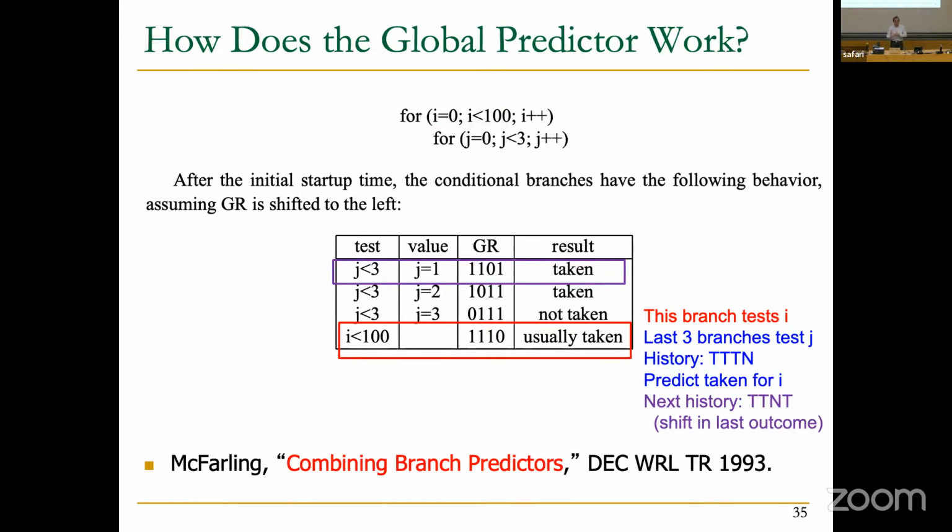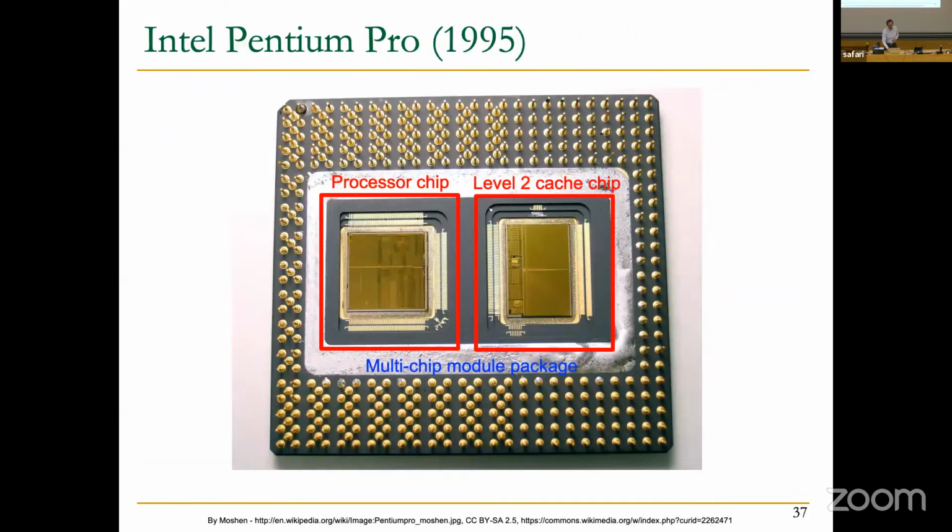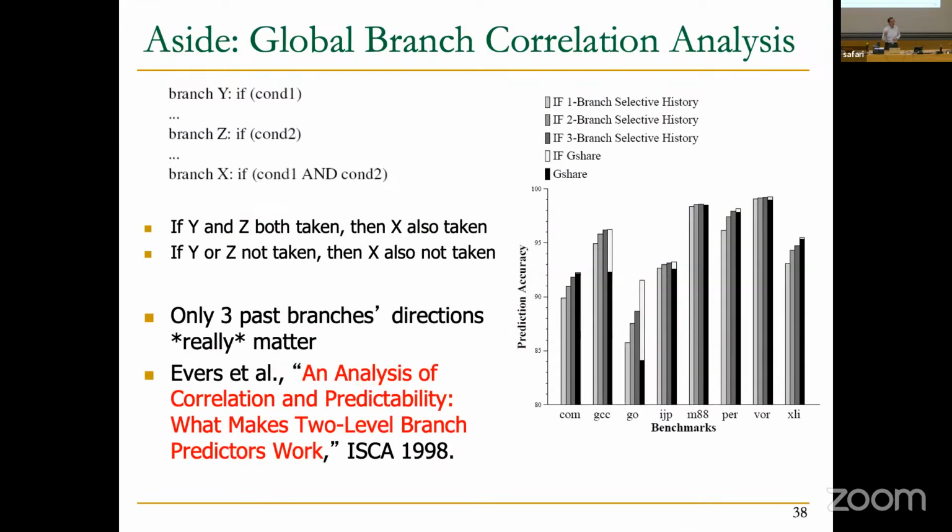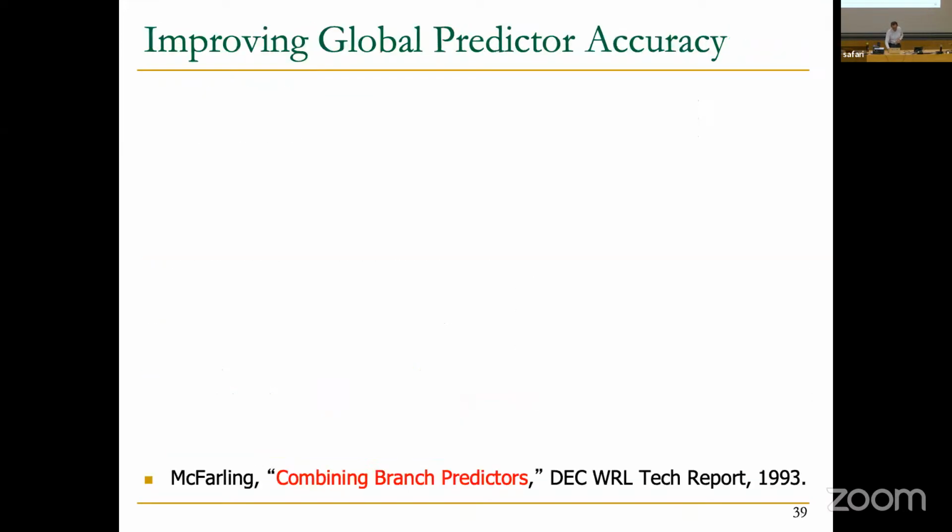So we're going to do more expensive computation in perceptron branch predictors very soon. And that's really employed in modern processors. AMD Zen 2, for example, employs that. Okay, so let's talk about improving global branch predictor accuracy, and then we're going to take a break before we get to the local one.